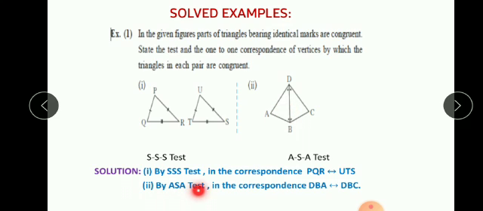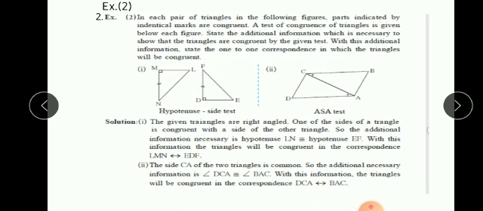So by ASA test, angle side angle test. By ASA test, in the correspondence DBA corresponds to DBC. So these two triangles are congruent by which test? By ASA test. And the correspondence is DBA corresponds to DBC. So the first solved example is over now. Now let us see. Take out page number 85 of your textbook.